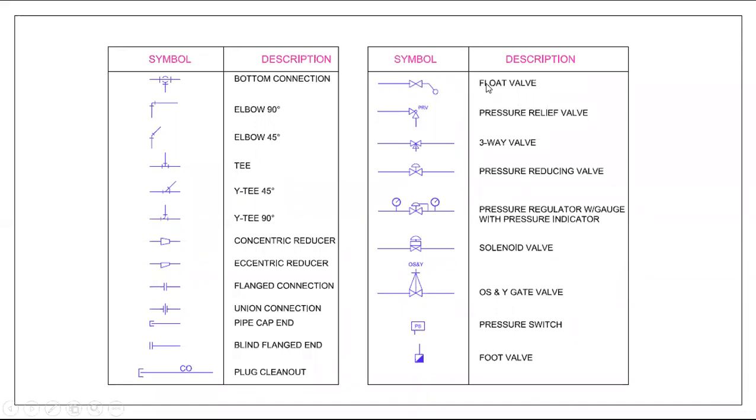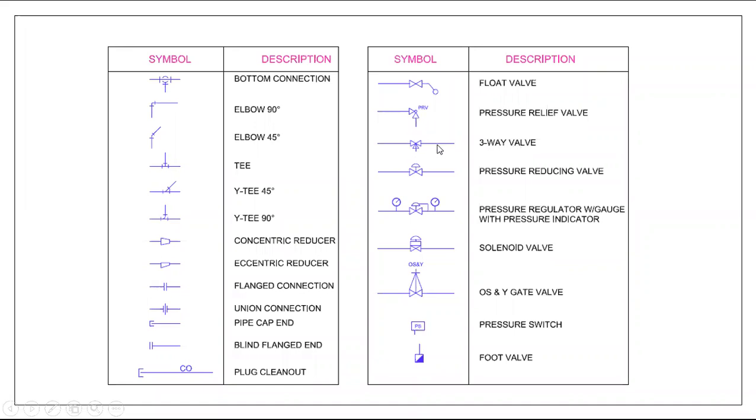For this purpose, we have to show this symbol, float valve. Pressure relief valve. When we are using the pressure relief valve in the plumbing system or pump room pipeline, we have to show the PRV symbol like this. We have to show this angle type pressure relief valve. Pressure relief valve always comes in angle type only.